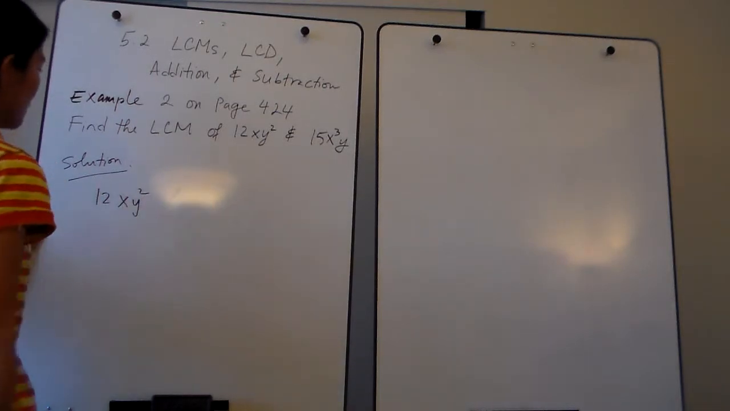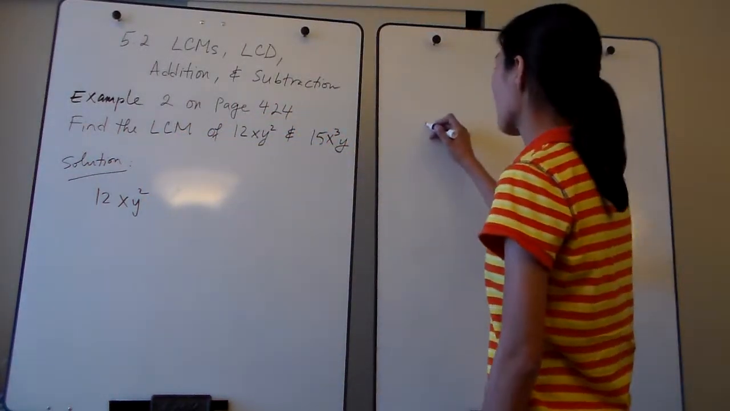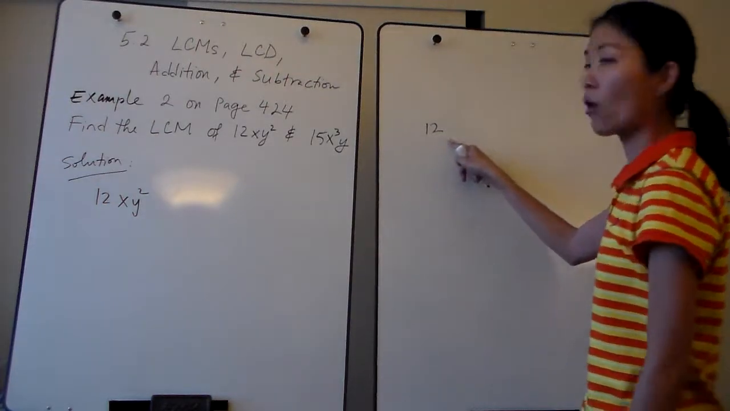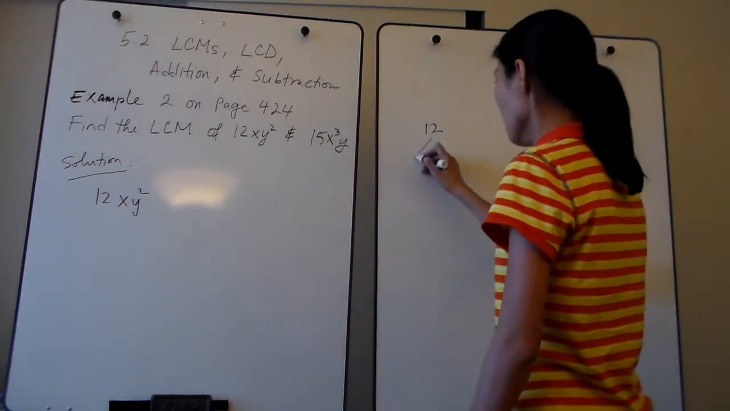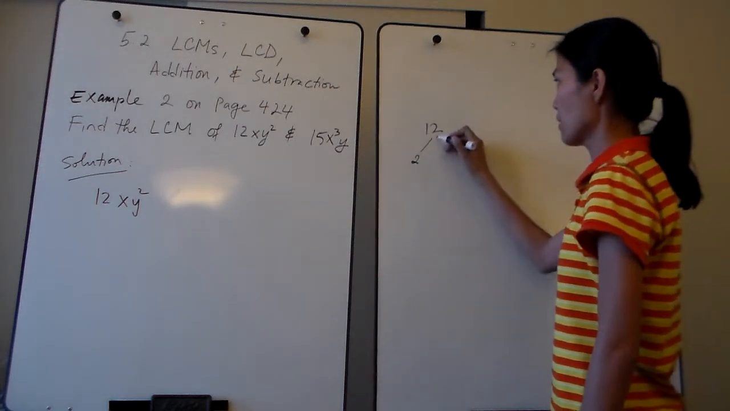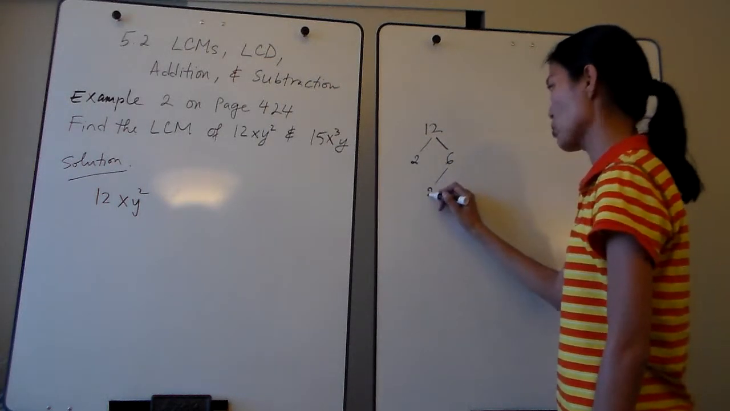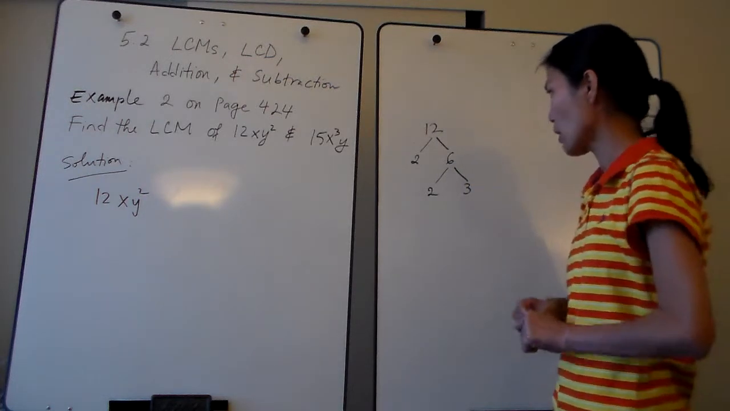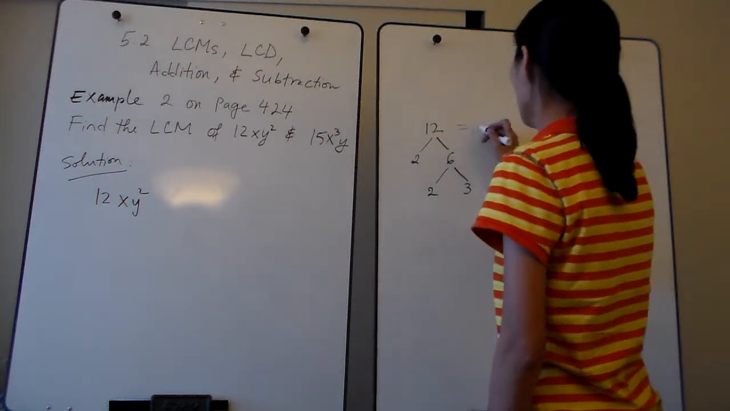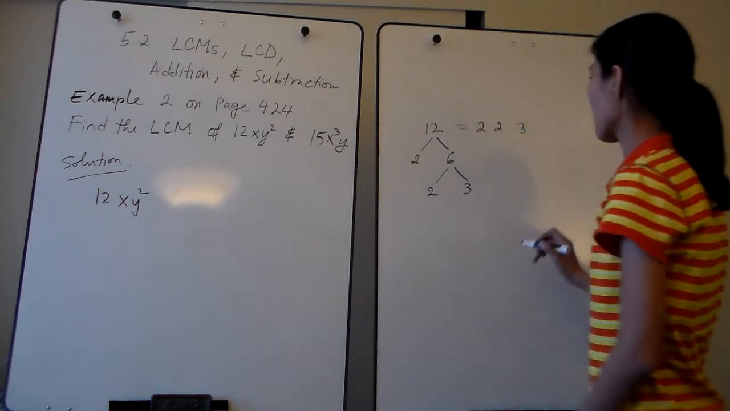12xy squared, you can factor this. Let me work on this on the side. So 12, you look at the coefficient first, which is 12, and factor this to prime factorization. 2 is prime, right? 12 is even, so you can divide by 2. 6 is not prime, so you can still factor this to 2 and 3. So 2, 2, 3, these are prime numbers. So 12 can be factored to 2 times 2 times 3.